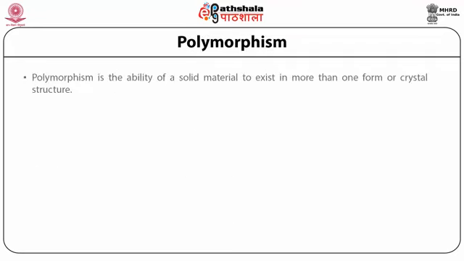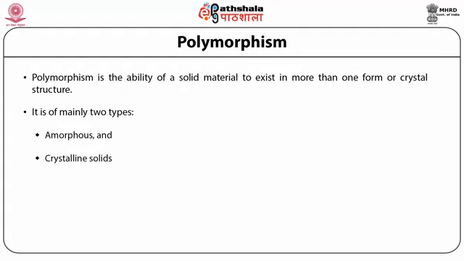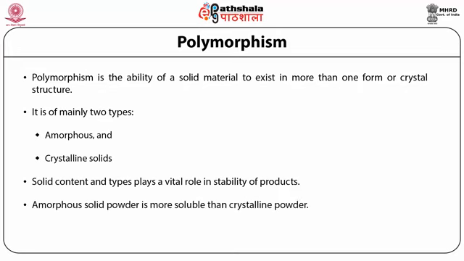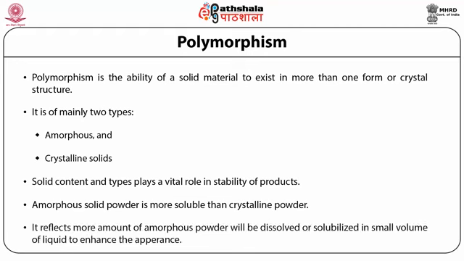Coming to polymorphism, which is the ability of a solid material to exhibit more than one form or crystal structure. Now, we have seen the solids are of mainly two types, amorphous and crystalline solids, and polymorphism is shown by the crystalline solid. Solid content and types play a major role in stability of the product, and as we have seen, amorphous solid powders are more soluble than crystalline powder. It reflects more amorphous powder will be dissolved or solubilized in a small volume of liquid to enhance the appearance as such.